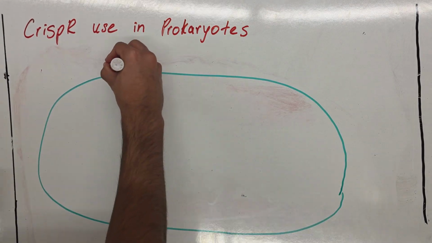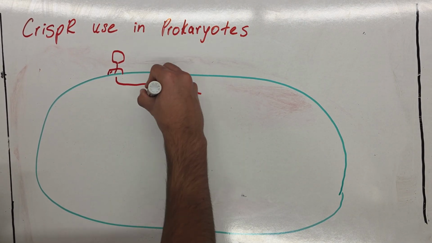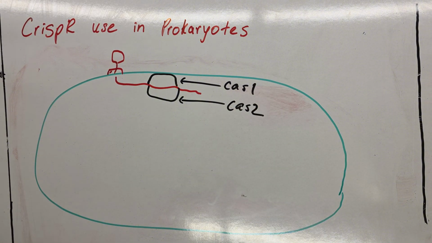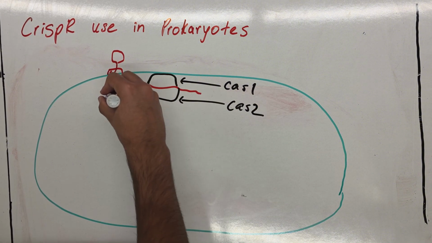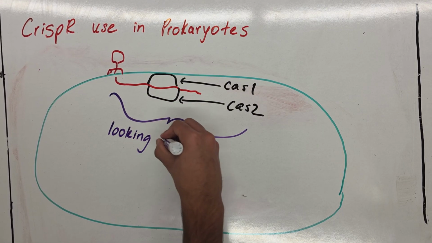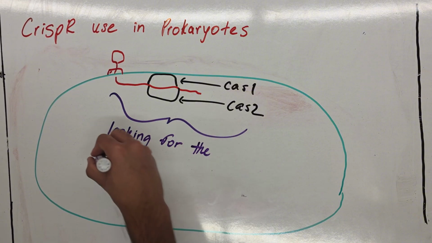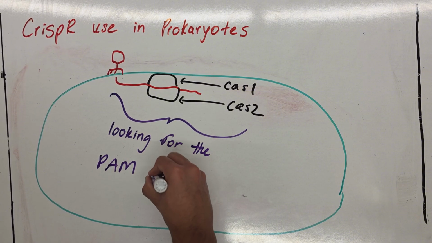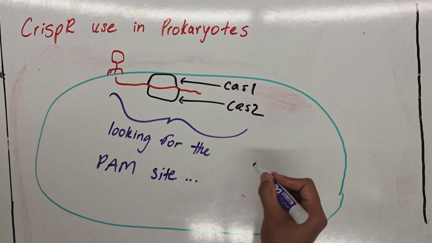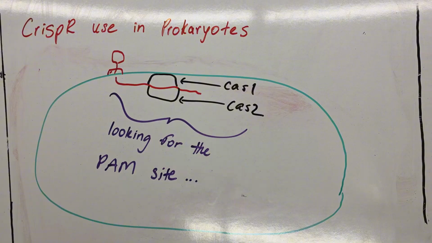Now in here, Cas1 and Cas2 are bound to the viral DNA. They capture a short fragment and insert it into the CRISPR array in the prokaryotic genome. This stored sequence acts like a memory. The cell then makes guide RNA from it, which works with Cas9. Cas9 scans incoming viral DNA for a PAM site, and once it finds it, it binds and cuts the DNA, stopping the infection.